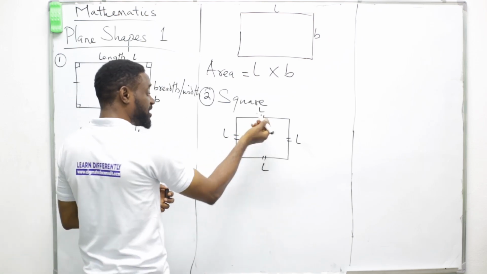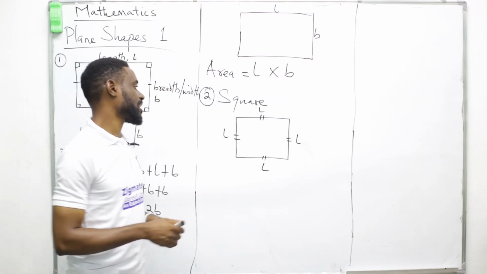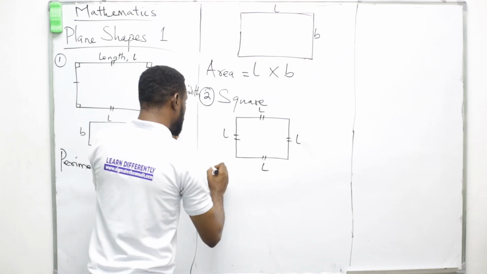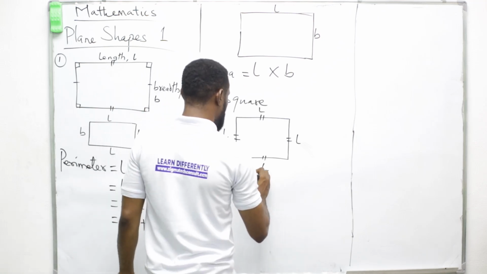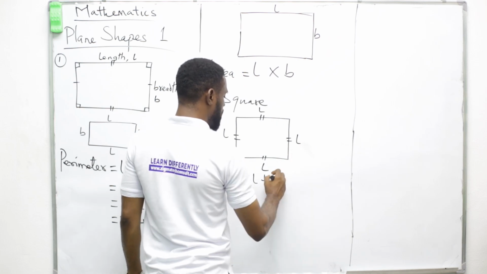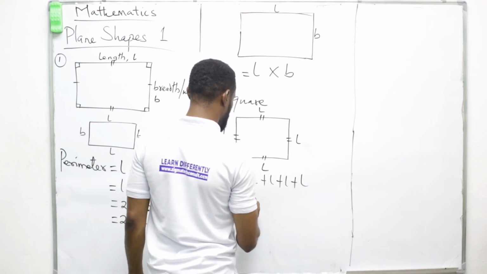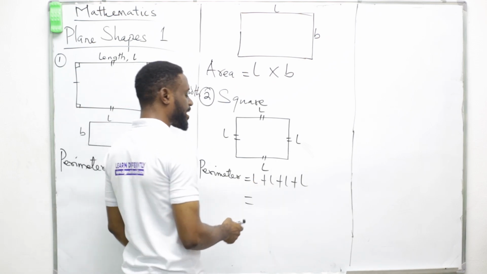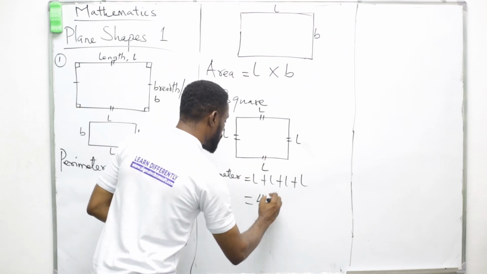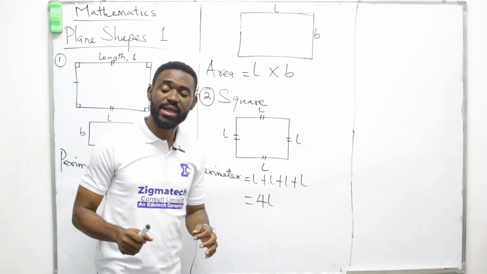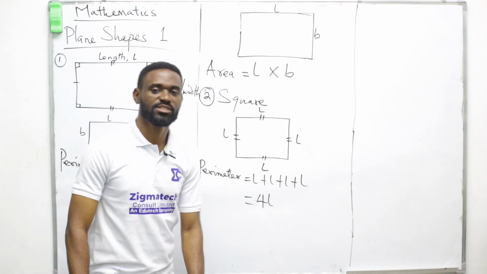So now for the perimeter of this, remember I said perimeter is the addition of all the sides of a shape. Do you understand? All right. So this will mean the perimeter of this is equal to L plus L plus L plus L, to give us what? L plus L is 2L, 2L plus L is 3L, 3L plus L is 4L. So we say that the perimeter of a square is 4L or 4 times L. That L, you know what it means, 4 times length.